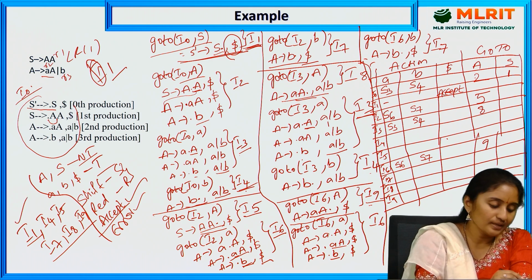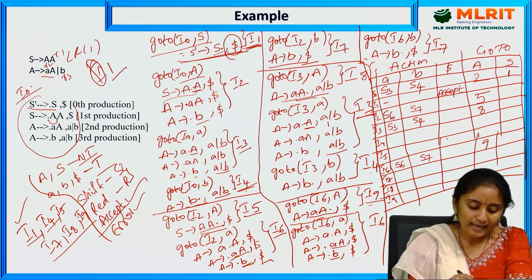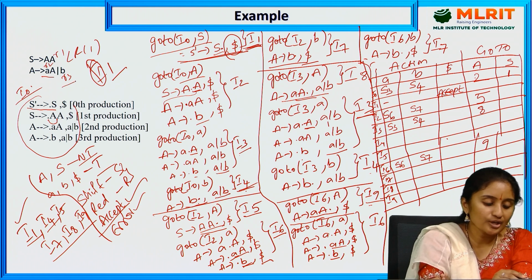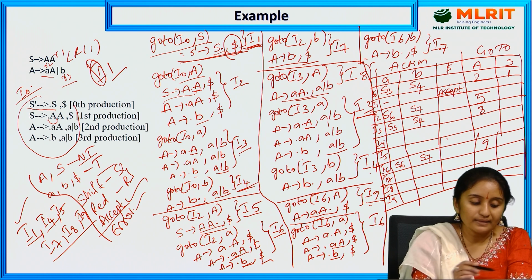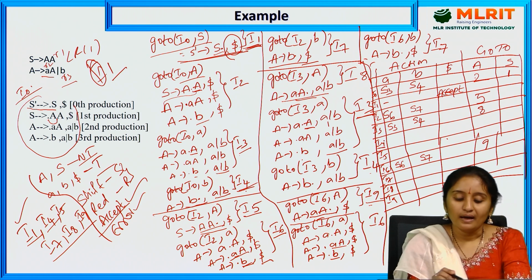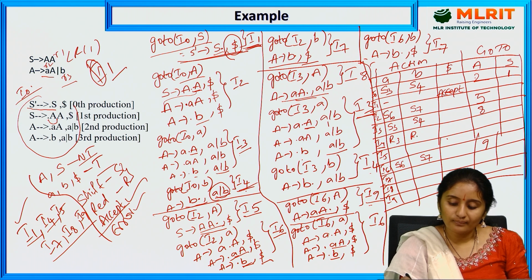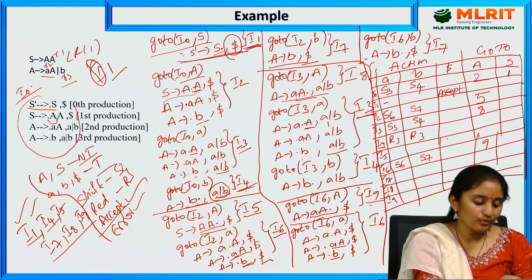Next, I1 is completed. The next we have I4. Go to the I4 state. A tends to B dot. What is the production number? R3. Go for the I4 state and the reduction number is R3. What are the look ahead symbols we have? A or B. So go for A, B and write R3, R3. Next, I4 is also completed.